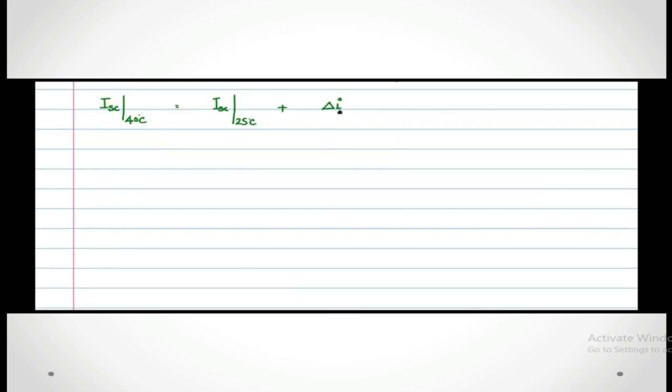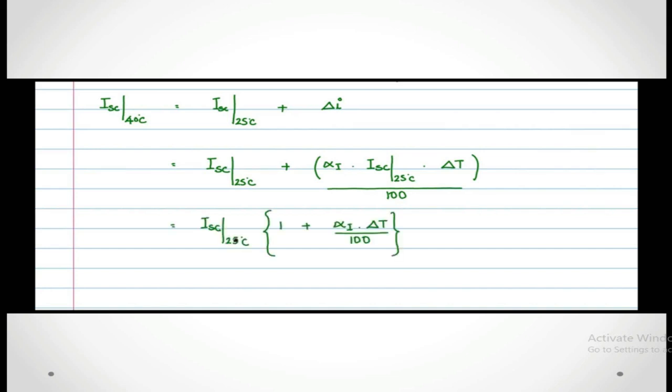ISC at 40 degrees centigrade is equal to ISC at 25 degrees centigrade plus delta I. We are going to substitute the delta I value which we derived in the previous slide. So ISC at 25 degrees centigrade plus alpha I into ISC at 25 degrees into delta T by 100. Let us take ISC at 25 degrees centigrade as common, so the expression will become like this. ISC at 25 degrees centigrade is given in the data sheet, alpha I is also given in the data sheet, and delta T is the value of 40 minus 25.